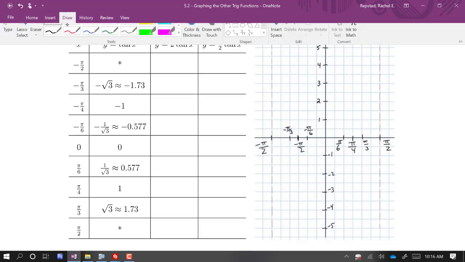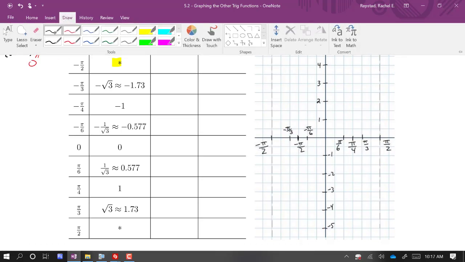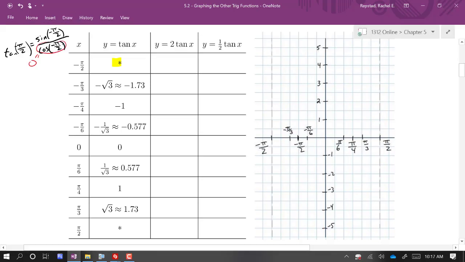The first thing you might notice here is that at negative pi over 2 we have a little star, and that's because tangent of negative pi over 2 is sine of negative pi over 2 divided by cosine of negative pi over 2. And cosine of negative pi over 2 is equal to 0. So we can't divide by 0. So tangent at negative pi over 2 is undefined. That's also true at pi over 2. In fact, anywhere that makes the cosine equal to 0, tangent is undefined.